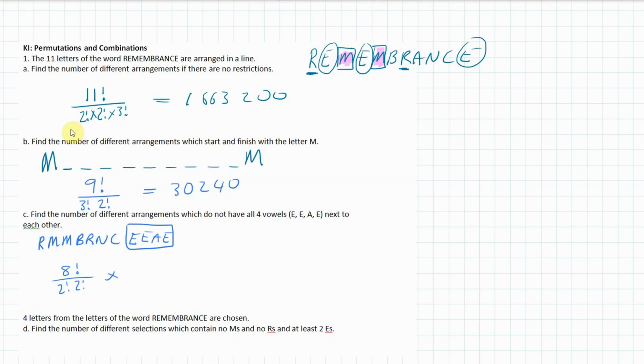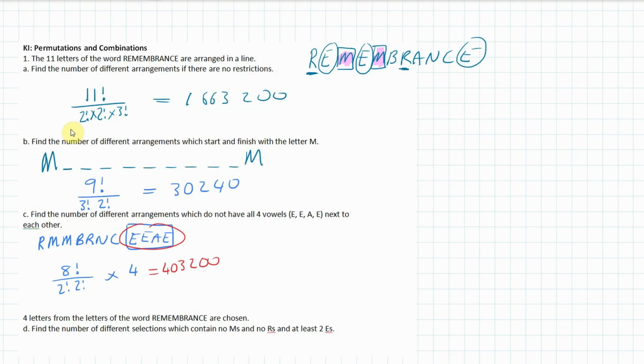Then we're going to times the arrangement by 4, because there are 4 ways of rearranging the vowels. I could have A, E, E, E, or E, A, E, E, or E, E, A, E, or E, E, E, A. Okay, so there's 4 ways of arranging that. So this is the number of ways that we can arrange it when we want to have the vowels all together. So 403,200.